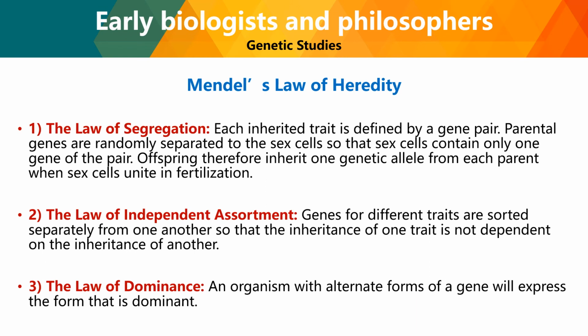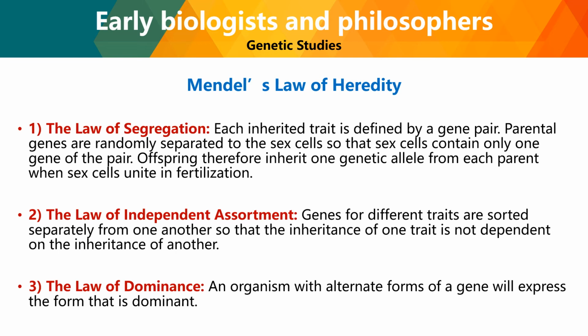So, Mendel's law of heredity includes 3 points or 3 laws. The first law is the law of segregation. Each inherited trait is defined by a gene pair. Parental genes are randomly separated to sex cells so that sex cells contain only one gene of the pair. Offspring therefore inherit one genetic allele from each parent when sex cells unite in fertilization.